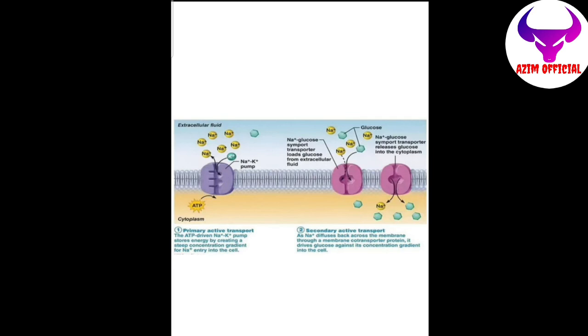In the secondary active transport, we have sodium diffusing back across the membrane through a membrane co-transporter protein, you can see, and it drives glucose against its concentration gradient into the cell. The sodium glucose symport transporter loads the glucose from the extracellular fluid and releases glucose into the cytoplasm. You can see.